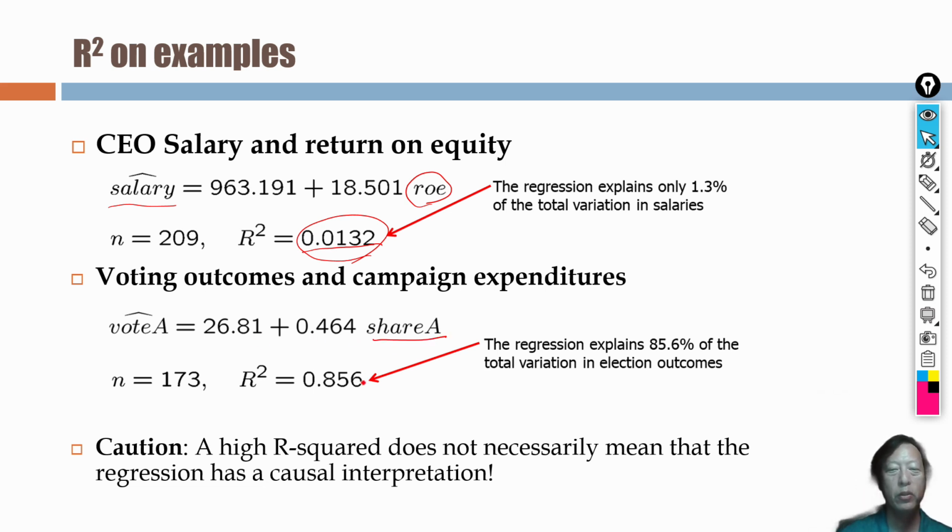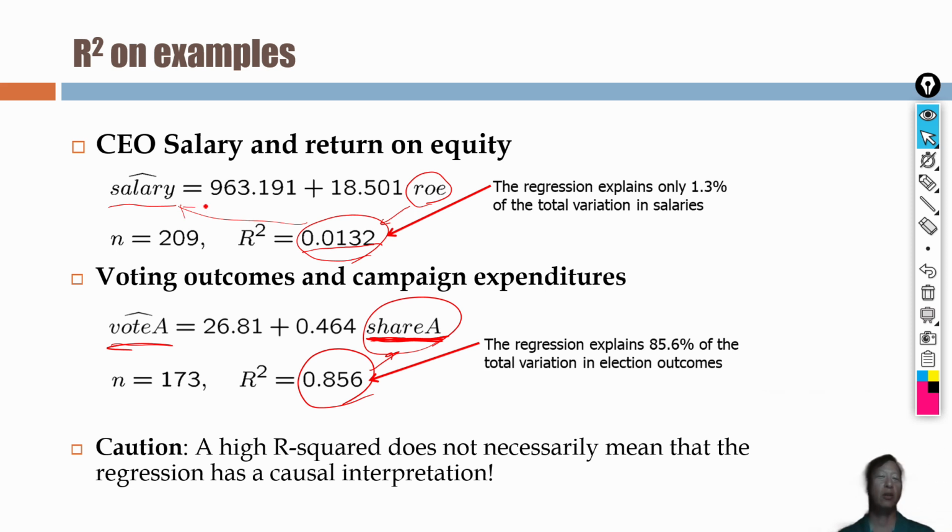However, here, the percentage you spend on expenditure will explain the vote for A about 85%. So this regression model explains about 85% of the total variance. So the percentage of votes candidate A will get can be explained, about 85%, by the percentage of expenditure spent. However, here ROE cannot explain the salary that much. But that does not mean ROE doesn't have an effect.